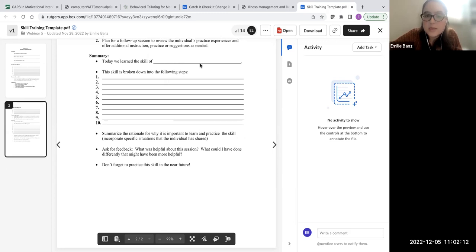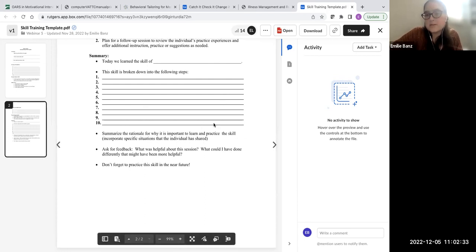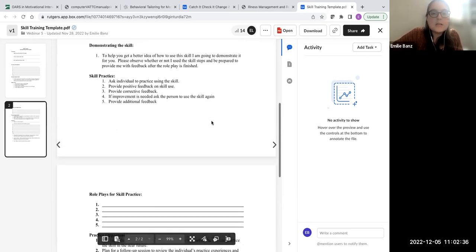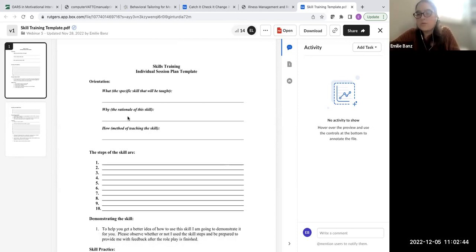So for what the skill is, there's a space for you to write down the steps into 10 or fewer steps, and then having the person summarize the rationale for why it's important to learn and practice the skill, asking for feedback for you, like what was helpful about this session, what could I have done differently that might have been more helpful, and then reminding the person to practice the skill. So as you can see, this is a little bit more in-depth, a little bit different than tell, show, do. You could use the form, you could not use the form, but this definitely goes over some more information than the tell, show, do method.